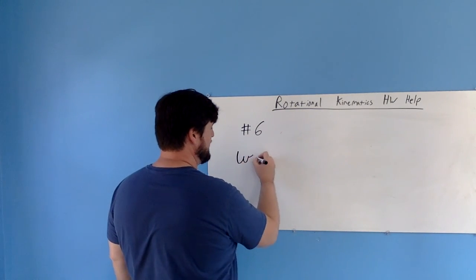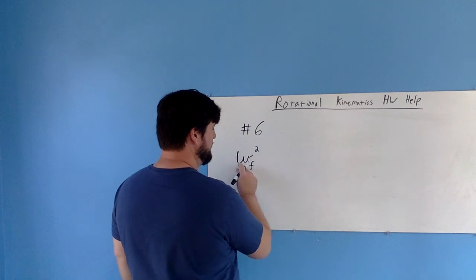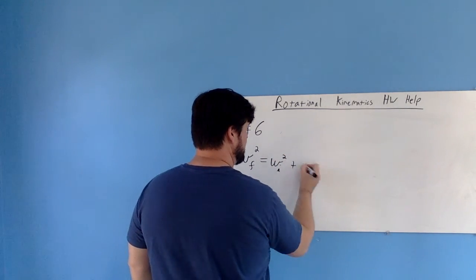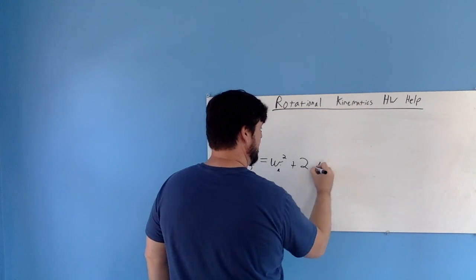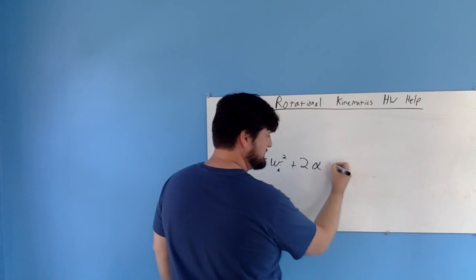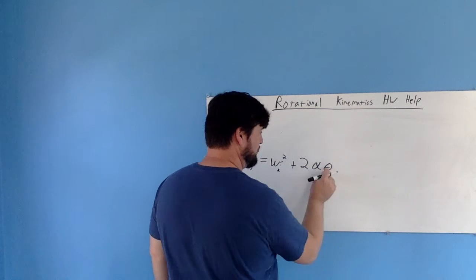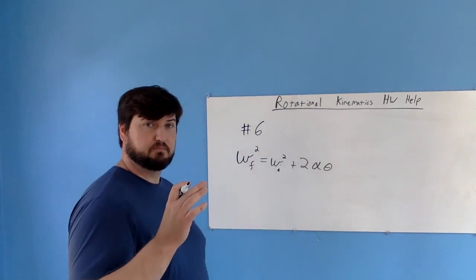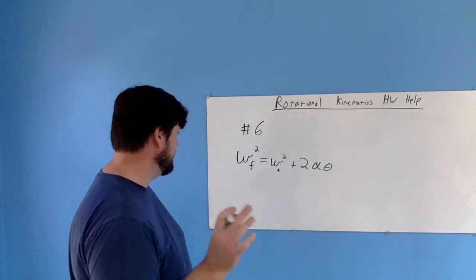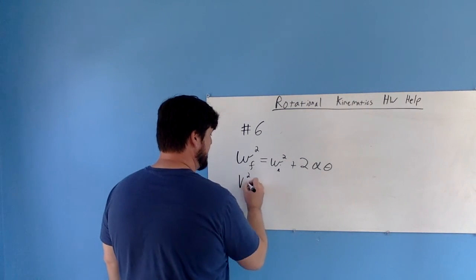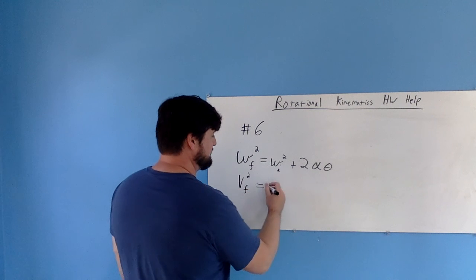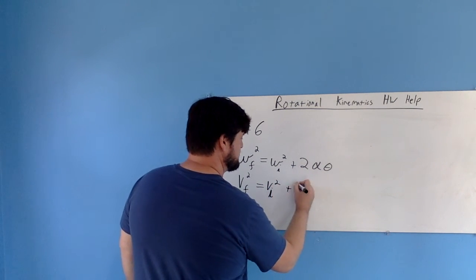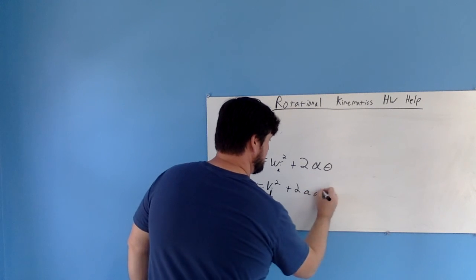I can do a timeless equation. Omega final squared is equal to omega initial squared plus 2 alpha times your distance, which we would have called it before, so we'll call it theta now. Look at how this relates back, and how did I get that? I got that from our timeless equation last semester.